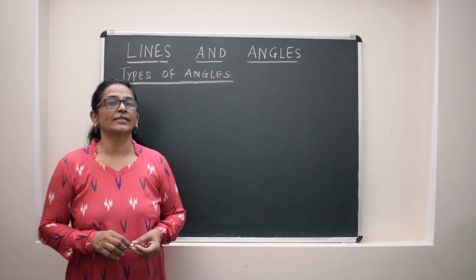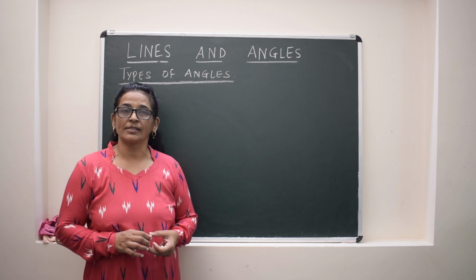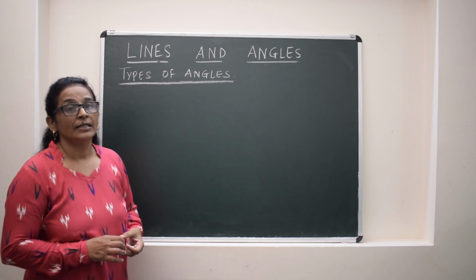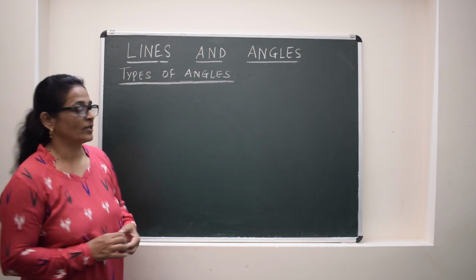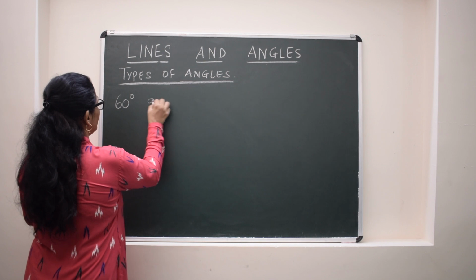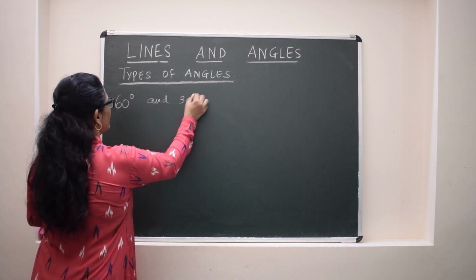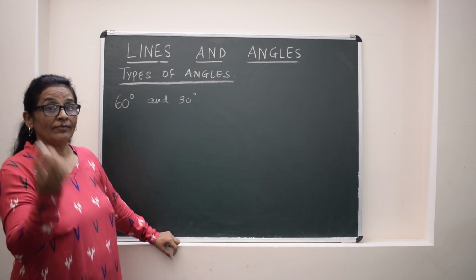In this lecture, we'll discuss different types of angles which fall in pairs. First example, complementary angles. Any two angles whose sum is 90 degrees are called complementary angles. First, for example, 60 degrees and 30 degrees. When we say 60 degrees and 30 degrees, we have to add.